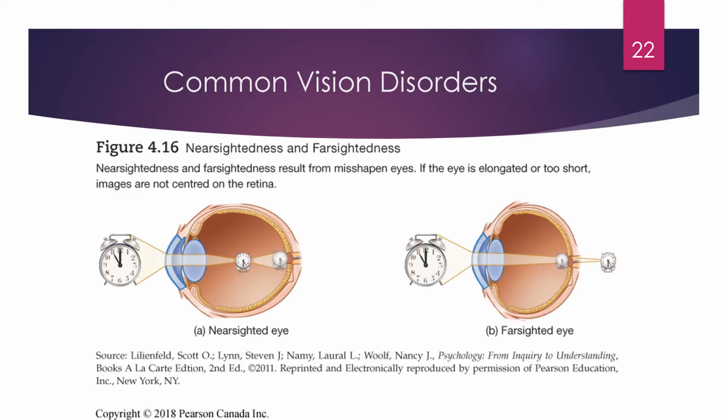So some common vision disorders, and I'm not going to get into this basically to show you this diagram, but obviously you've probably all heard of nearsightedness and farsightedness, and essentially I just wanted to let you know that what causes them is actually a misshapen eye. So if your eye is elongated or your eye is too short, then the images are not centered properly on the retina, and that's what can cause issues in terms of nearsightedness and farsightedness. But again, that's not really something I'm going to test on. It's just something that might be of interest to you. It definitely is to me because I do have issues with my vision. Obviously, I wear glasses and contacts, so I find it kind of fascinating.